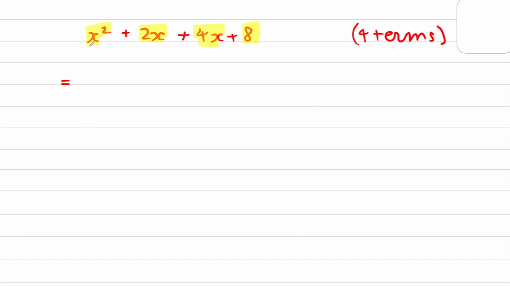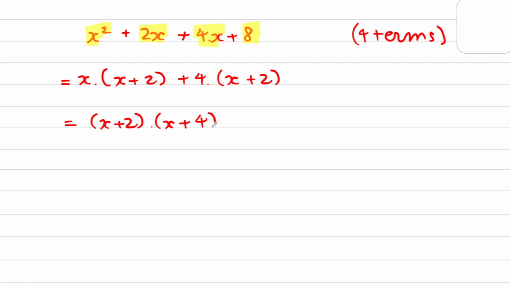For the first two terms, x squared and 2x, we can take the common factor x outside, and then you get x plus 2 inside the bracket. The same idea applies to the last two terms. 4 is the common factor, so take 4 outside; 8 becomes 4 times 2, and then you get x plus 2 here. After this, you get x plus 2 multiplied by x plus 4. After that, you can see that we have successfully factorized this quadratic equation.